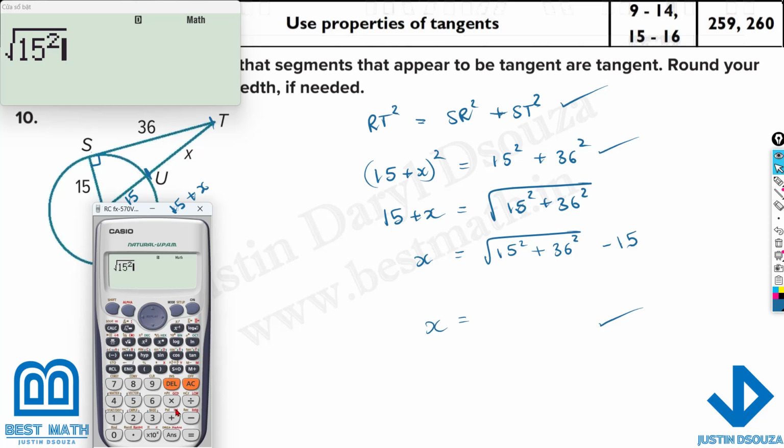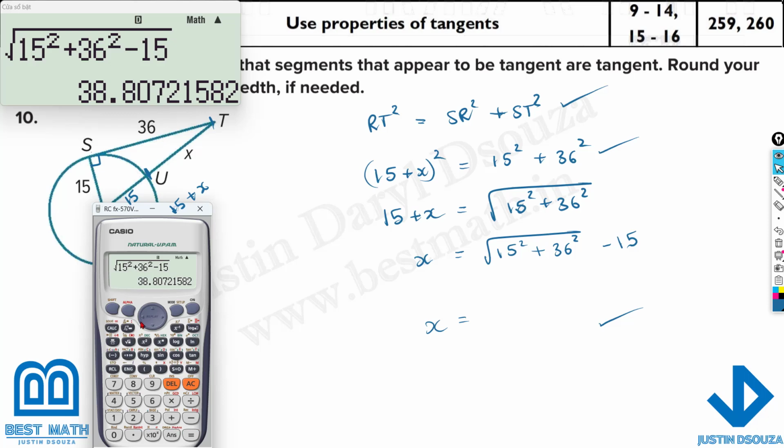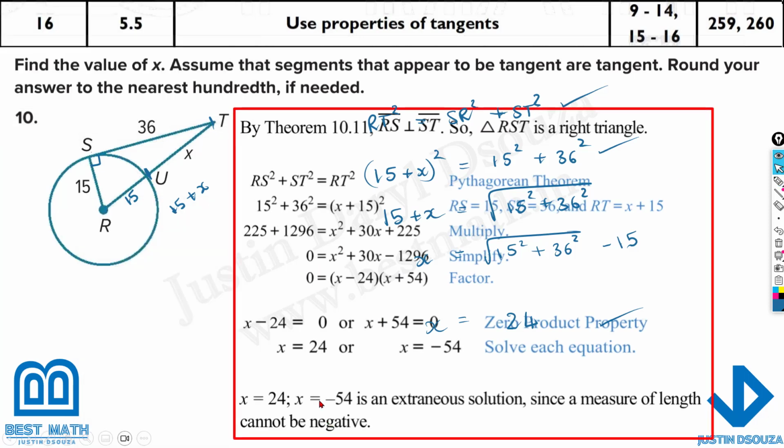Or else what we can do is just do the square root of 15 squared plus 36 squared. Press next. Don't put the minus 15 over here. This is wrong. This is absolutely wrong. You need to put the minus outside of the square root. The square root is only for 15 squared plus 36 squared. Here is minus 15. The answer will be 24. Both answers match over here and from this step. So x is 24 units, and that is the correct answer. Here you can see it's 24.